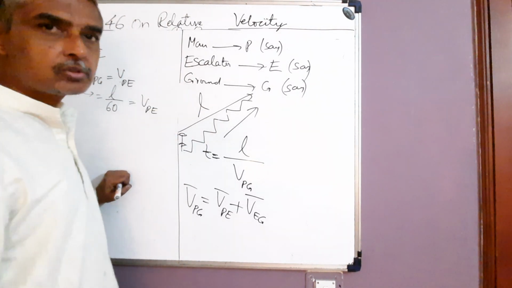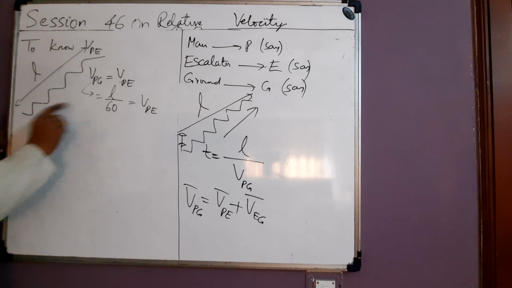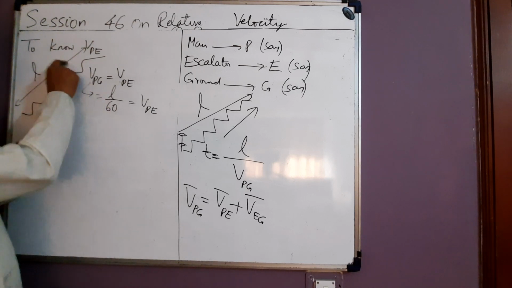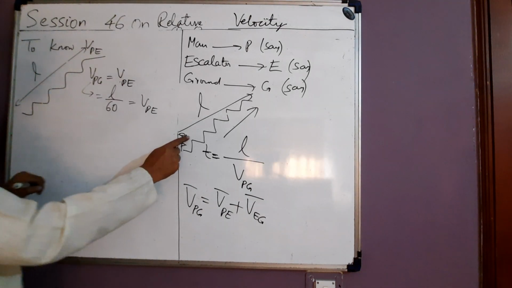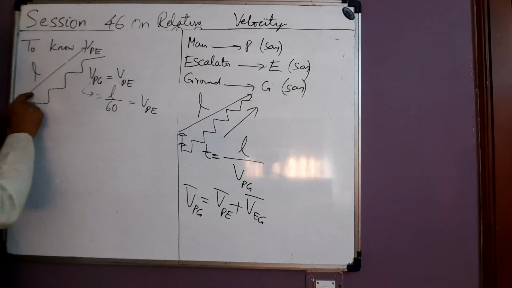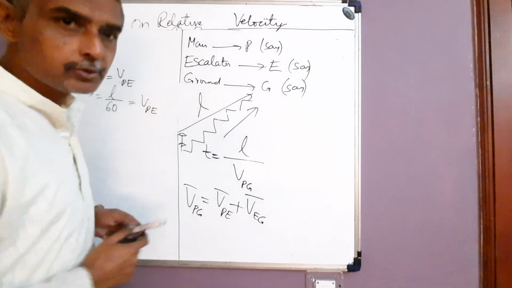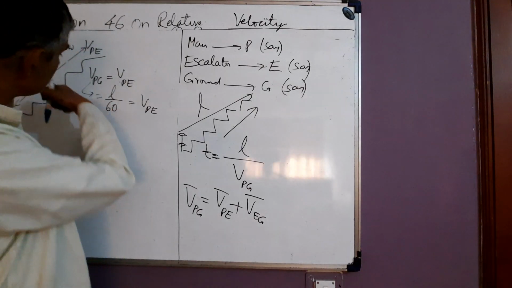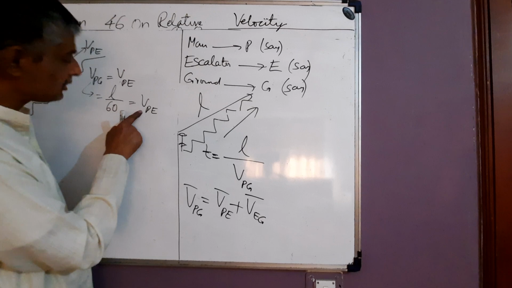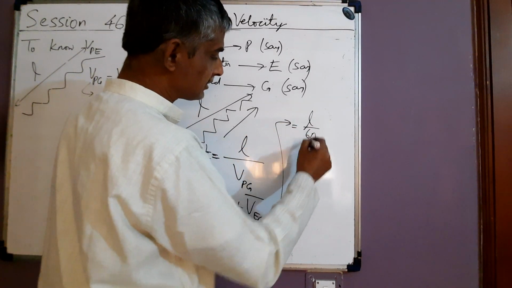I'm trying to say that the time taken by the person to move up the stalled escalator is 60 seconds. Velocity of person with respect to ground in this case becomes L by 60. That is also VPE. Now I'm assuming that the person runs on the moving escalator with the same force as in this case. So whatever VPE is here, the same VPE holds for the second case. So VPE will be written as again L by 60.